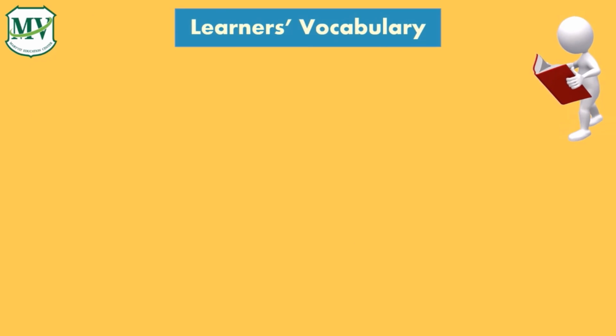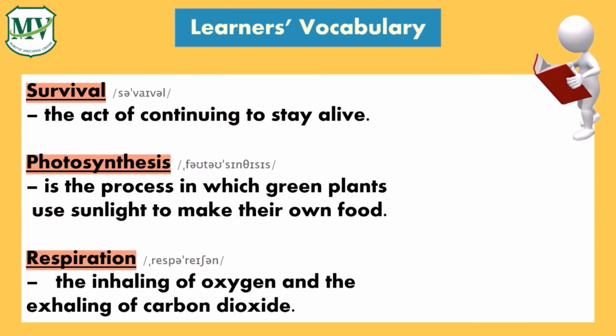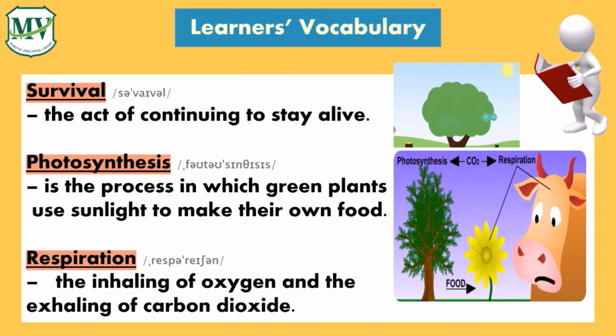Before we go on to our lesson proper, let's learn first the vocabulary for today. Now first we have the word survival. Survival is the act of continuing to stay alive. Second, we have the word photosynthesis. Photosynthesis is the process in which green plants use sunlight to make their own food. And last word, we have respiration. Respiration is the inhaling of oxygen and the exhaling of carbon dioxide.